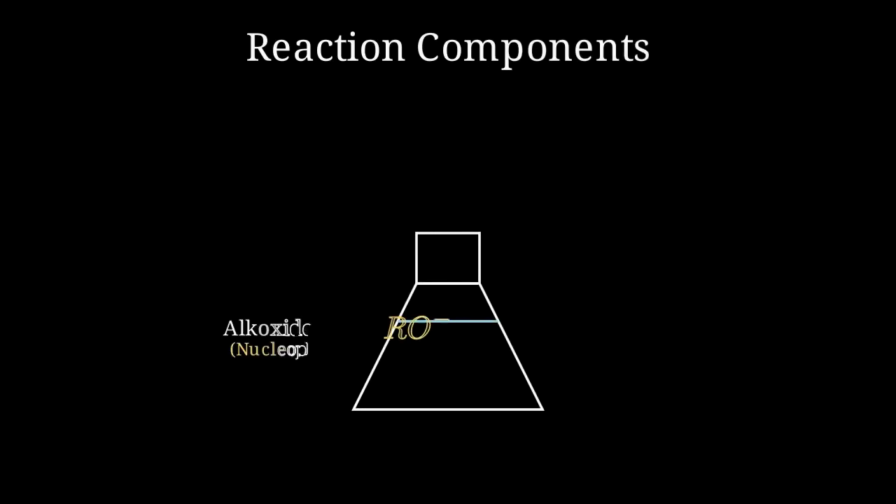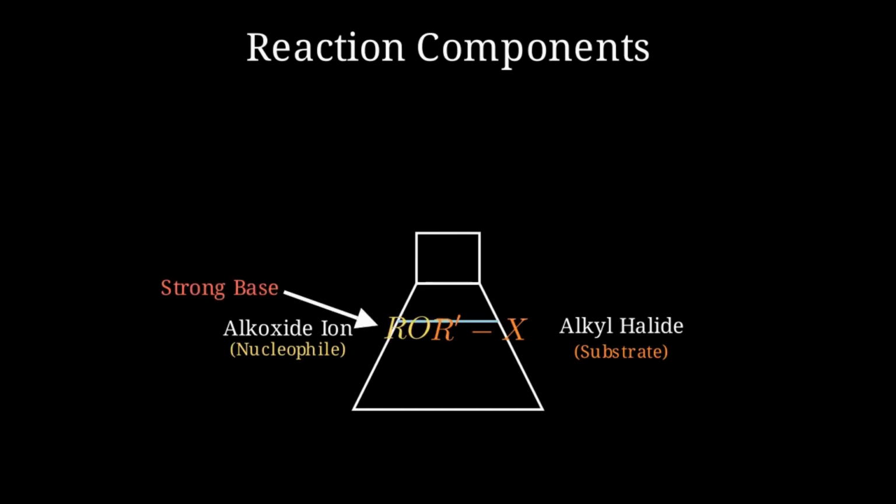To succeed, we need two key players: a strong nucleophile, usually an alkoxide, and an electrophilic substrate, typically a primary alkyl halide. Understanding the relationship between these two components is the secret to controlling the reaction outcome.